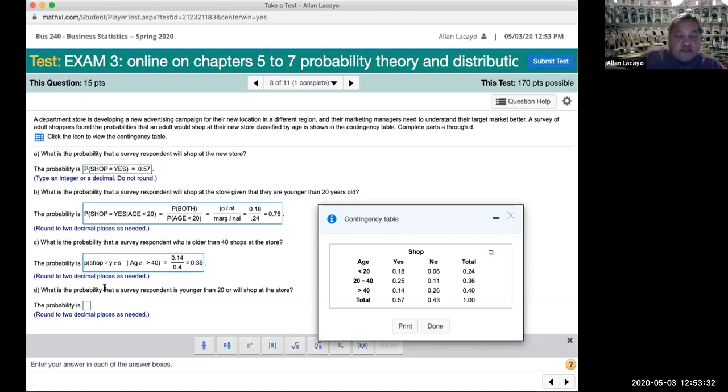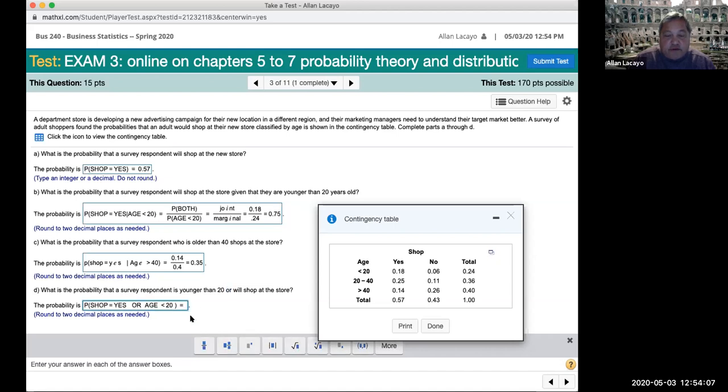Last question is, what is the probability that a survey respondent is younger than 20 or will shop at the store? So now this probability is the probability that someone shops or is younger than 20. This is called an addition rule because of the "or". The "or" makes this a sum.